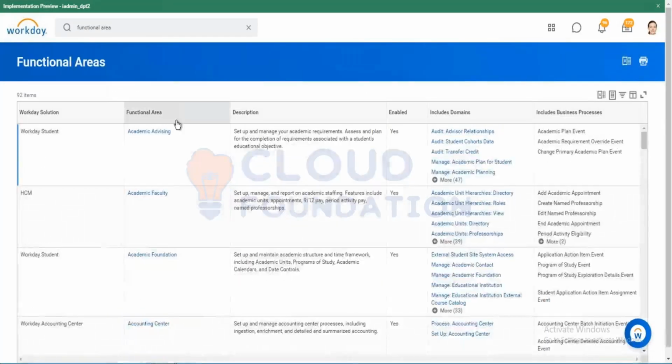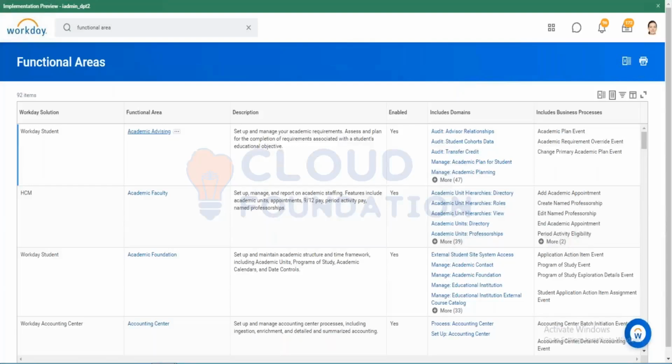Whenever you are moving from any client to client, and you want to check that, Workday is booming nowadays. HCM is mandatory, then the student module, finance module, absence module. In order to utilize those modules in Workday, we need to have the functional area enabled. And what is the functional area?